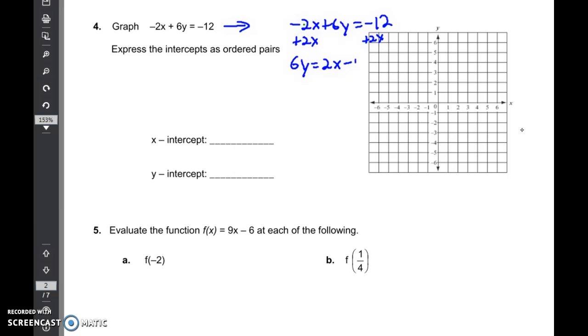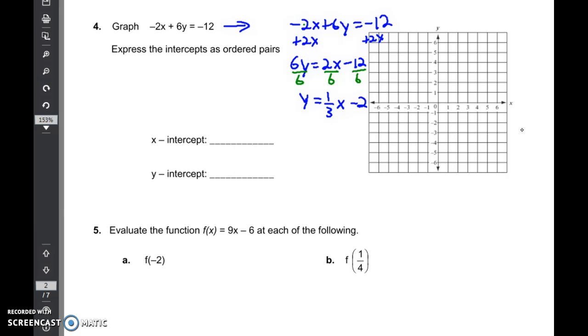Remember, the 12 and the 2x are not like terms, they are apples and oranges, you cannot combine them. When I divide by the 6, I have to divide every little part. It's dividing both sides by 6. And we get y equals, this reduces to 1/3 x minus 2. So you could graph it using slope-intercept. But we more often did cover-up.